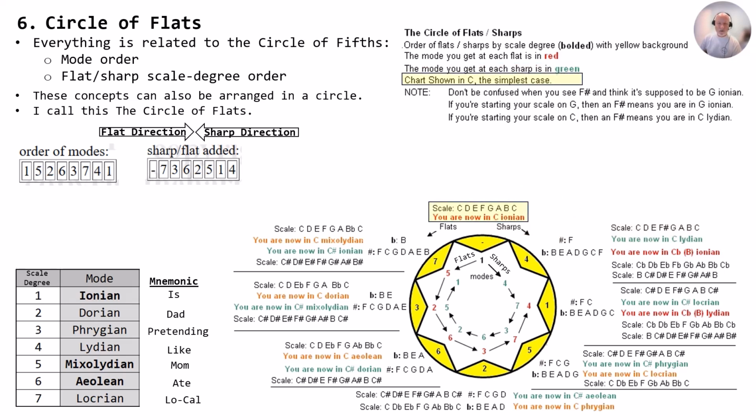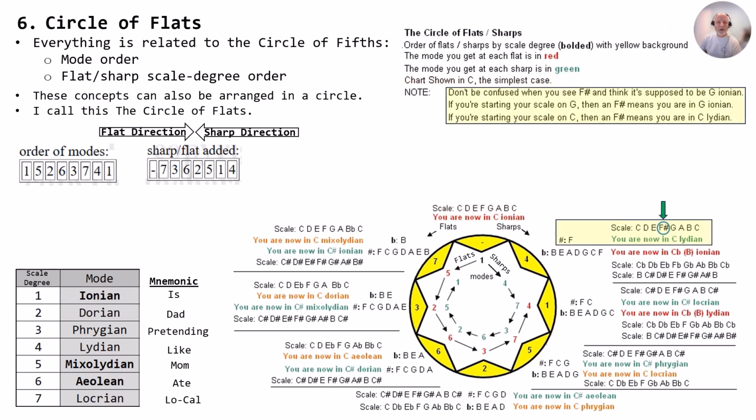And we're again using this in the key of C, which is the simplest case. Now when you see that F sharp, in this case, don't be confused and think you're in G major, like in the circle of fifths, right? Oh, F sharp, we're in G major. No, see, we're in C, and so we're just adding a sharp to the key of C. So we're trying to stay in C, and now we're in C Lydian mode.